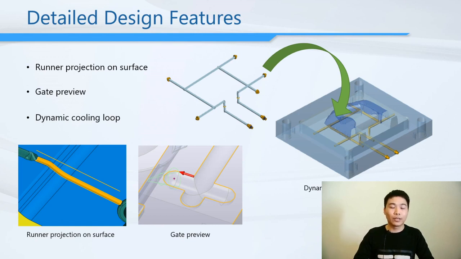What's more, for the cooling loop, now ZW3D offers a dynamic cooling loop, which lets you finish the cooling loop, insert mold components, and also the pocket in the same command. So this indeed speeds up your detailed design. Let's imagine that in the previous version, you needed to create a sketch and the loop, and then combine with the core or cavity, and then insert the components. It is too complicated, right? But now you can finish all of them in one command. Okay, that's the cooling loop.